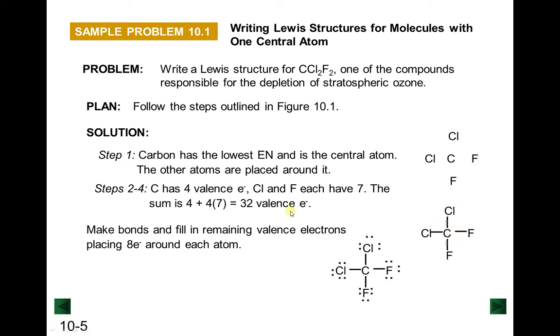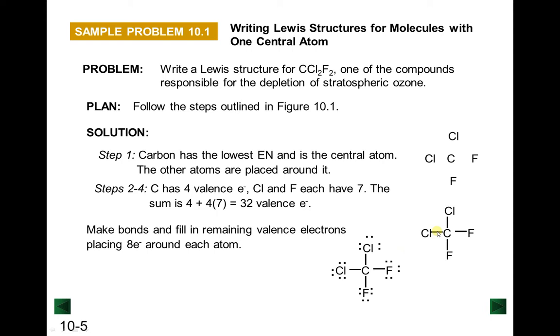And then the next thing you do is you account for all the valence electrons. So in this case, you have 4 valence electrons from your carbon, and chlorine has 7 valence electrons, and your fluorine has 7 valence electrons as well. Since you have 2 chlorine atoms and 2 fluorine atoms, that would give you 4 atoms with 7 valence electrons each. And so 7 times 4 will give you 28, and you add that to the 4 from the carbon, that would give you 32 valence electrons all in all for this molecule.